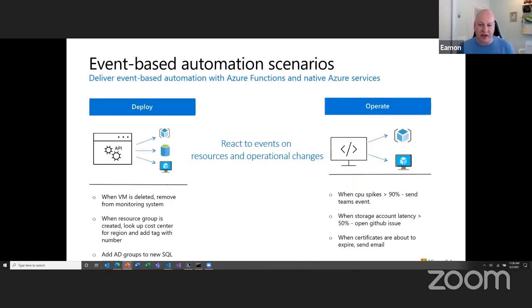So here are some of the scenarios we've seen customers doing that you might be able to use yourself. Like a VM is deleted, remove it from the monitoring system. When a resource group is created, look up the cost center for the region, add a tag with the number, add AD groups to SQL or manage AD itself. All these capabilities are available when actions happen on your resources, but then you also want to operate those resources as they expand or problems come up with alerts. You can respond through event-based automation as well.